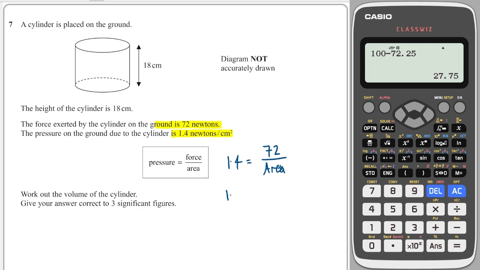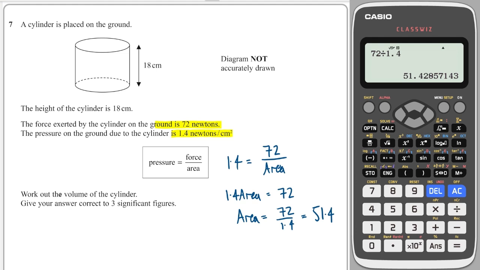If I multiply both sides by the area, I'm going to get 1.4 times the area is equal to 72. And then if I divide both sides by 1.4, I'm going to get the area is equal to 72 divided by 1.4. And we can put that into our calculator. 72 divided by 1.4. And that is, well, it's not pretty, so I'm just going to write that as 51.4, but I'm going to keep it in my calculator in case I need to use it again.